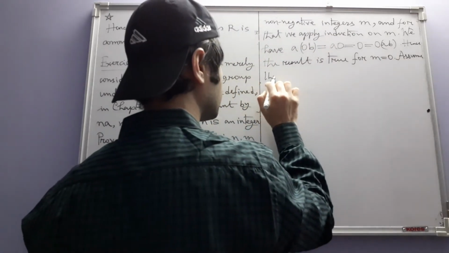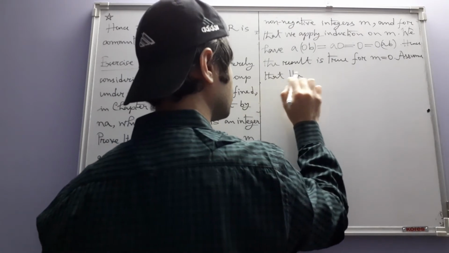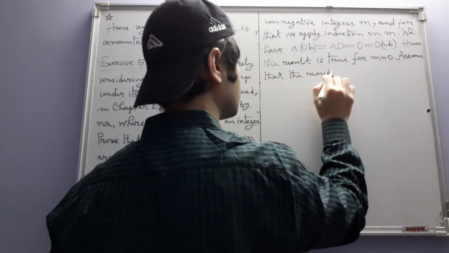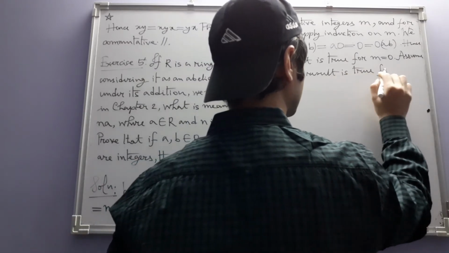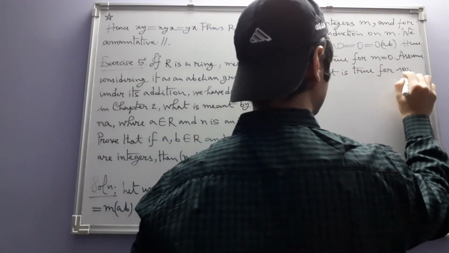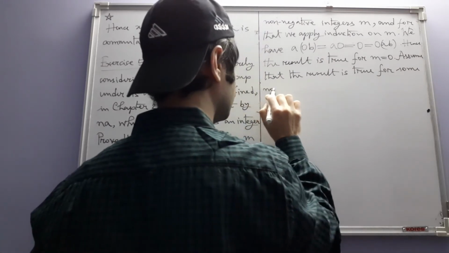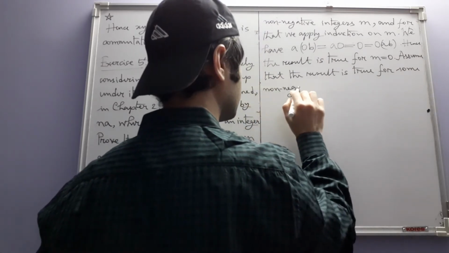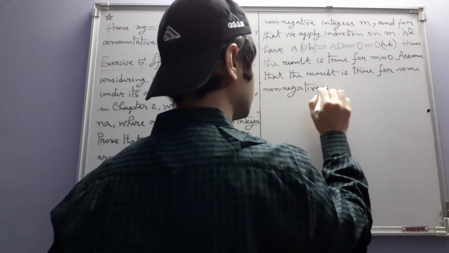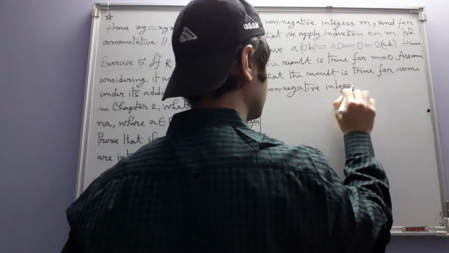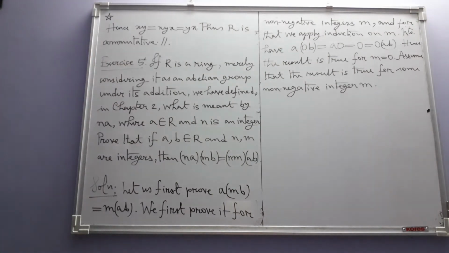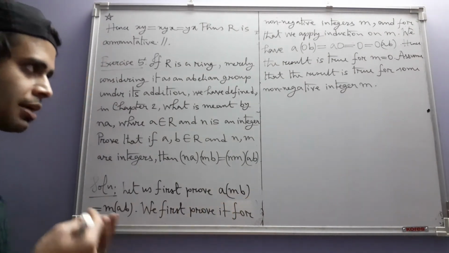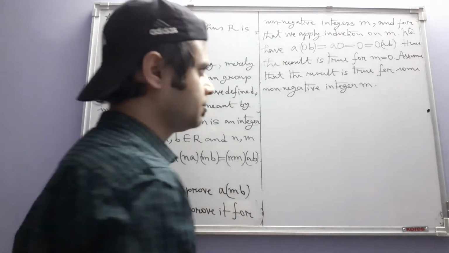Assume that the result is true for some non-negative integer m. That means a times mb is equal to m times ab, where m is a non-negative integer.